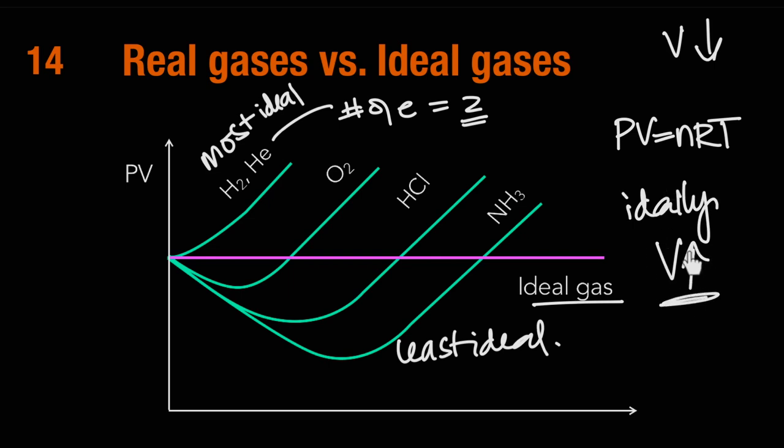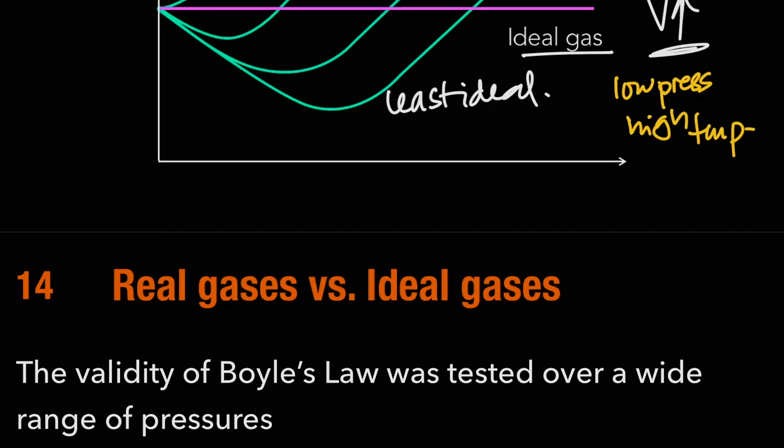How do I get high volume? What conditions give me high volume? Less pressure and high temperature. So ideal conditions are low pressure and high temperature. Now all of what I just said is in the notes in the slide. So let's go over that to repeat.